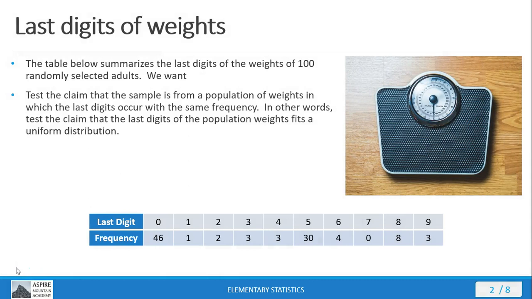To illustrate how to calculate goodness of fit hypothesis testing old school style, we're going to look at this problem where we've got the last digits of weights of 100 randomly selected adults. And we want to test the claim that the sample is from a population of weights in which the last digits occur with the same frequency. In other words, we want to test the claim that the last digits of the population weights fit a uniform distribution. That's what a uniform distribution is: all the categories have the same frequency.